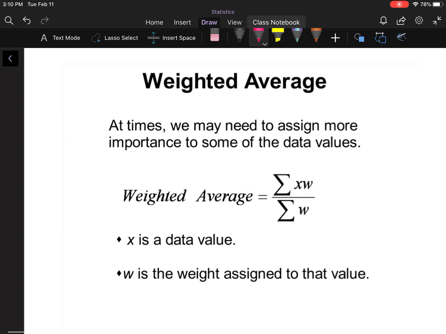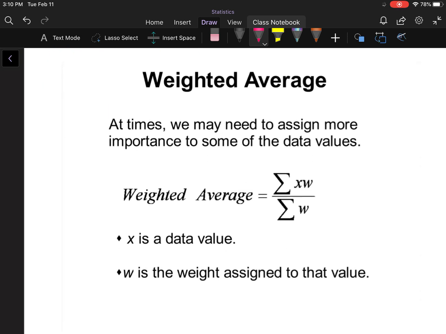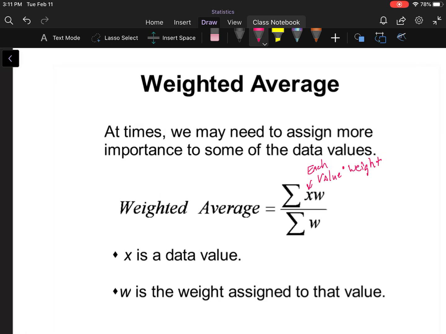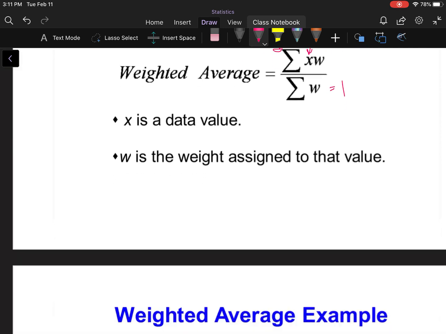Okay, your weighted average. So at times maybe you want to have categories weighted more than the others. We do this here at school. Like quarter one has got a weight of 40%, quarter two has got a weight of 40%, and your final test, your exam, is 20%. The top part would be to take each value and you're going to multiply it by its associated weight. Okay, and then what that big E is going to tell you is to add them all up. And the sum of the W is typically 1.